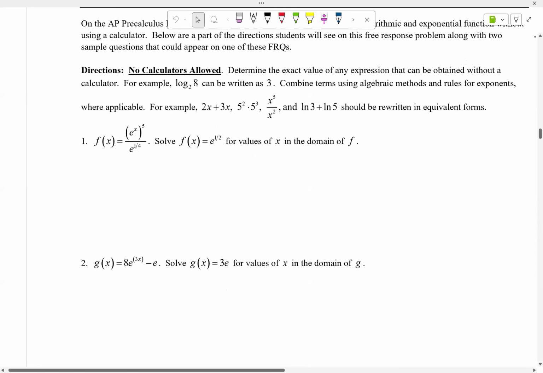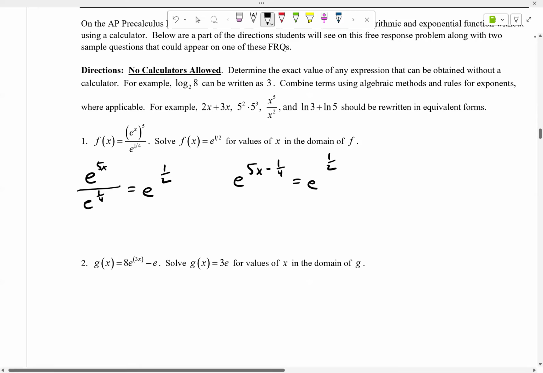Okay, so I'm just going to take this function. Instead of e to the x to the 5th, how can I rewrite that top? It's just multiplication there, over e to the 1/4, and I'm setting that equal to e to the 1/2, which is how we make that an algebraic equation. Next step. We have the same base on top and bottom, so we could just make that e to the 5x minus 1/4 equals e to the 1/2.